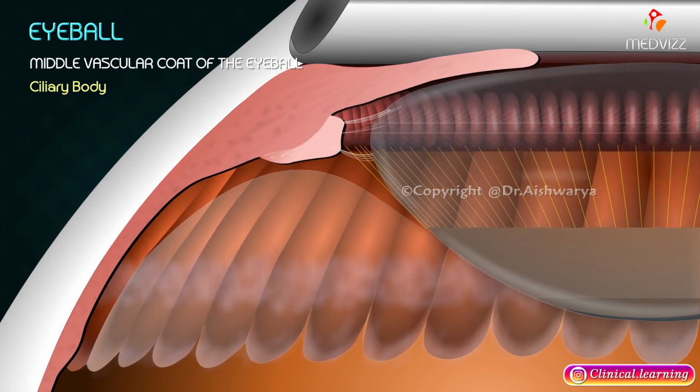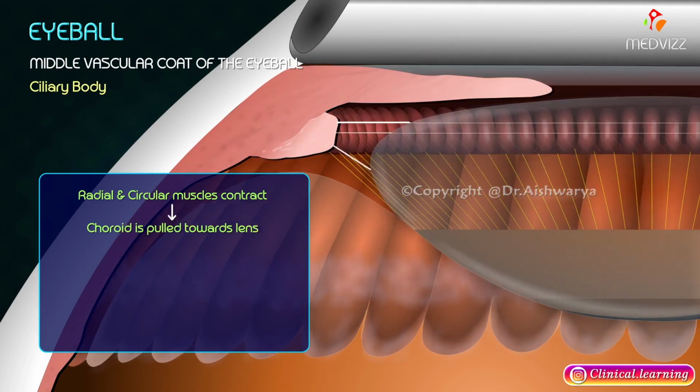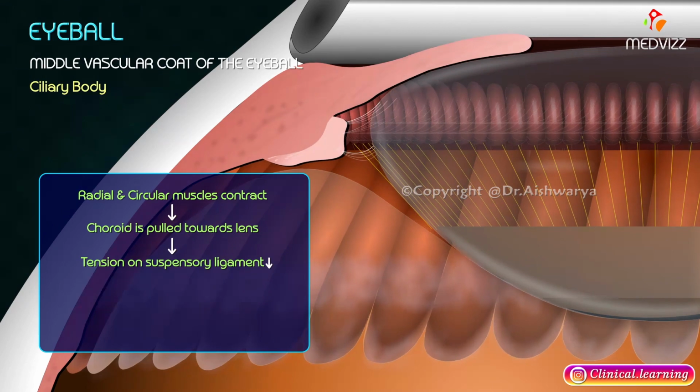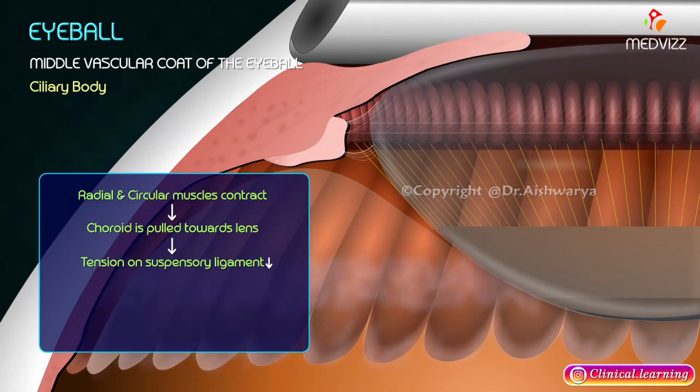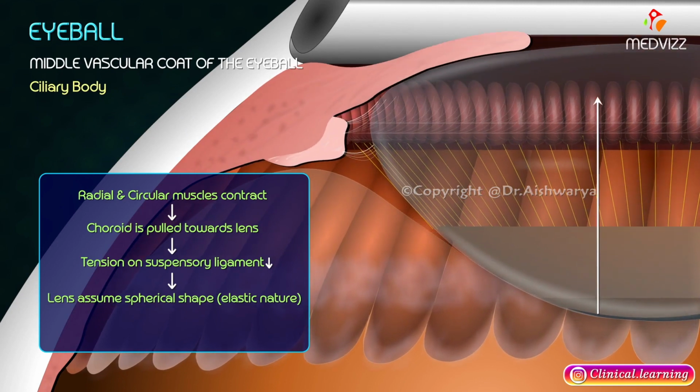Therefore, when its muscle fibers, both radial and circular, contract, the choroid is pulled towards the lens, reducing the tension on the suspensory ligaments. This allows the lens to assume a more spherical form because of its own elastic nature. Now, the lens can cause more refraction needed for accommodation.